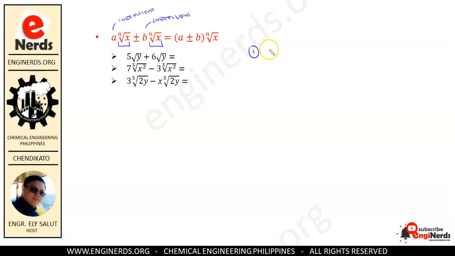Yung ating first problem, you have 5 square root of y plus 6 square root of y. So pareho ang ating radicals dito, no? Square root of y. So we will just perform the operation ng ating coefficient. So we'll have here 5 plus 6 square root of y. So this will be equal to 11 square root of y.